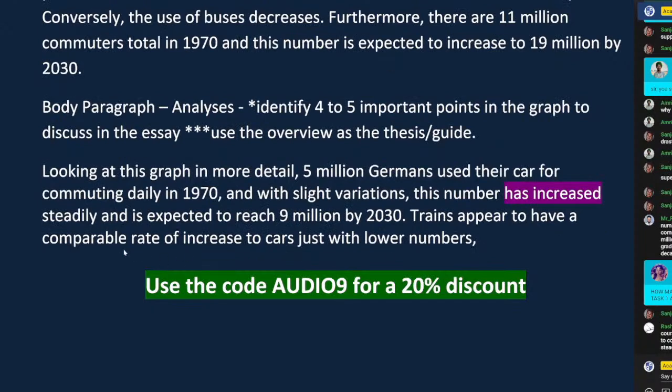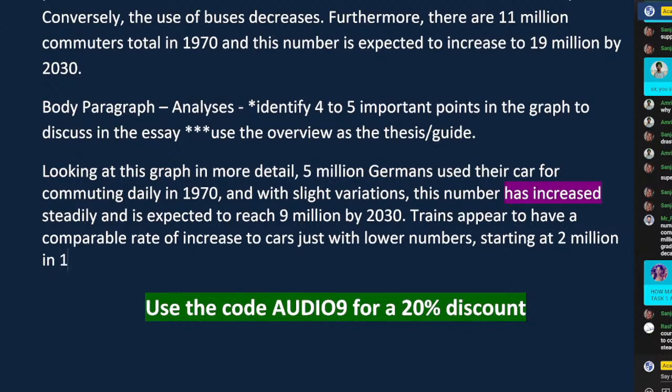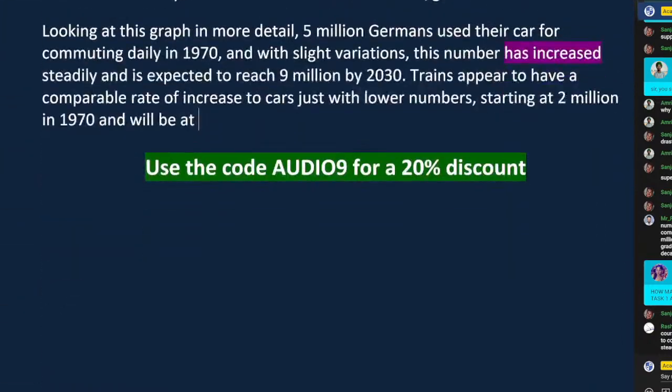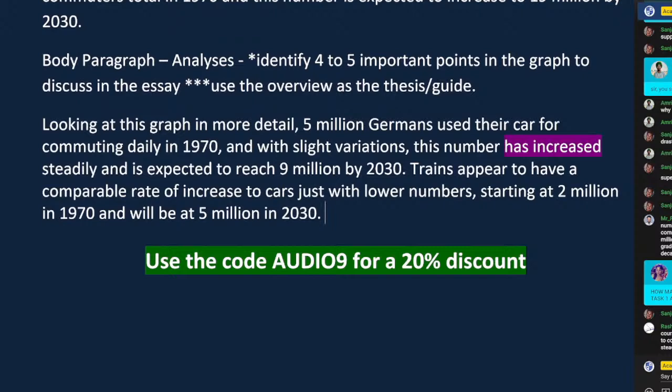Trains appear to have a comparable rate of increase to cars, just with lower numbers, starting at 2 million in 1970 and will finish, simplify it, at 5 million in 2030. Okay, sure. So now we've got that comparison as well.